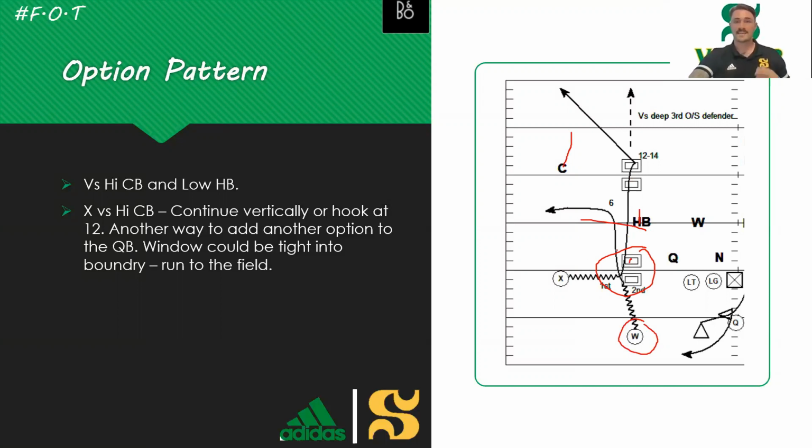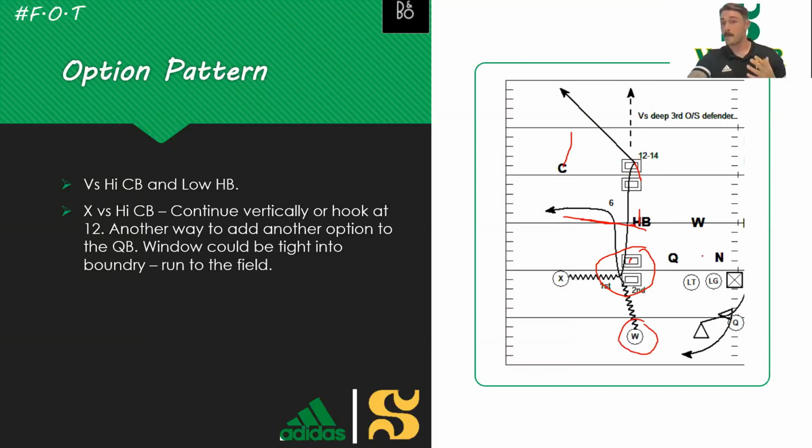So instead of having this adjustment of staying vertical versus a deep third outside defender, we told the X receiver, if there's an outside defender who's playing high and he's occupying your corner space, you're going to run just a 12-yard hitch route. And we're going to allow the halfback to try to undercut this route. And there's going to be a nice little window right here.